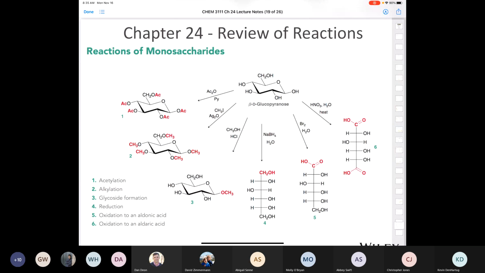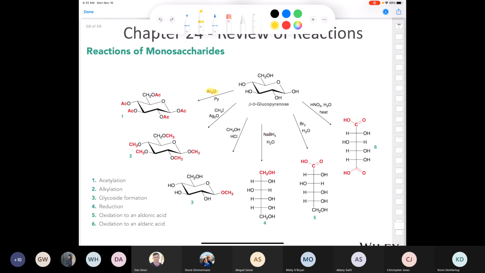So now it's 8:35. You've covered all of the reactions that you need to know in this chapter. The first one we learned was acetylation to form esters, right? And that makes it easy to purify. So that's acetylation is the first one. Then we looked at alkylation, which is just a variation of the Williamson ether synthesis. So an alkyl halide, like methyl iodide, and a mild base like silver oxide. Again, if you were to try sodium hydroxide, you get epimerization. Next, treatment with an alcohol and an acid to form an acetal, which we call a glycoside, right? It's got a sassy name.